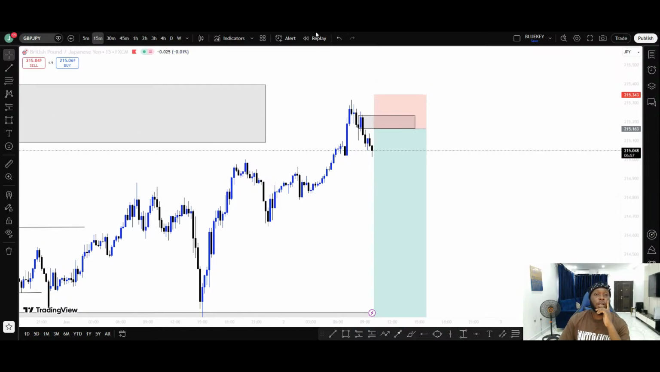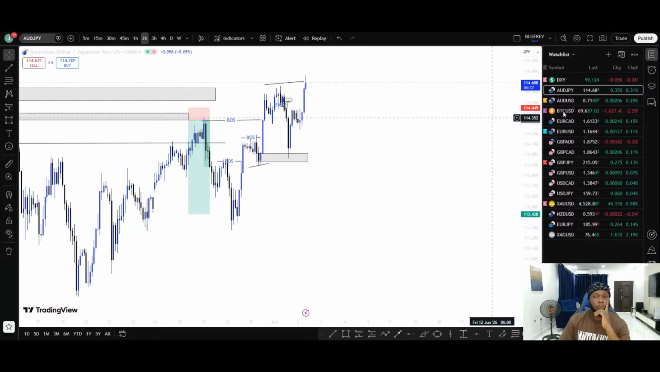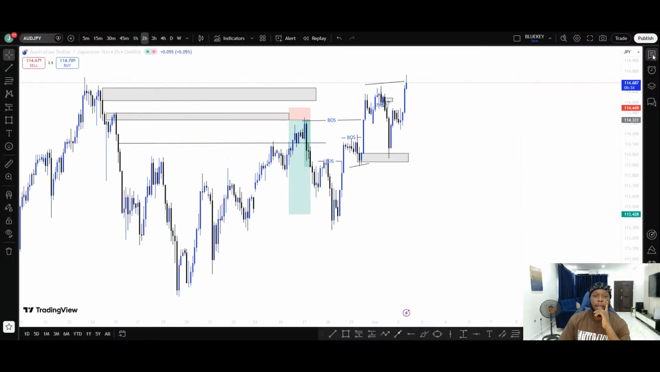All right, so let's check AUD JPY. Wow. AUD JPY. Last Tuesday, we analyzed AUD JPY. I don't know if it's the same person. Are you the same person that asked me last Tuesday for AUD JPY? I think all your setups played out. The ones that I pointed out for you, the setups played out. All of them, they gave good profits.